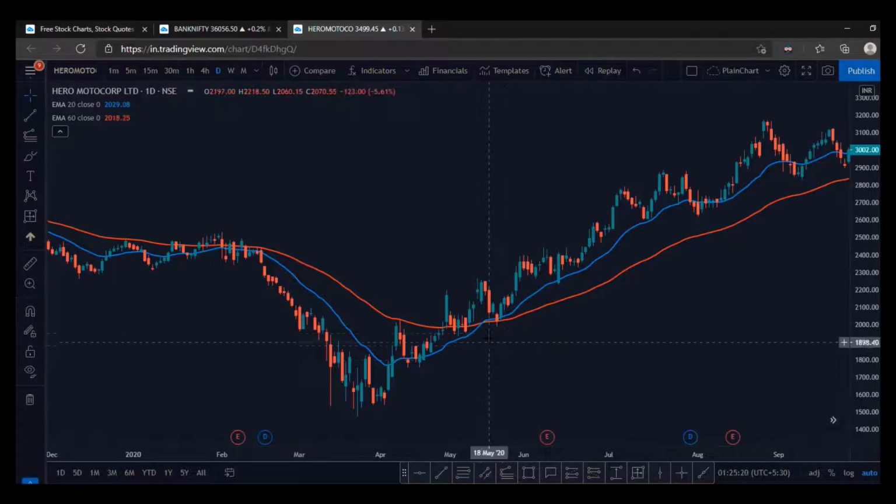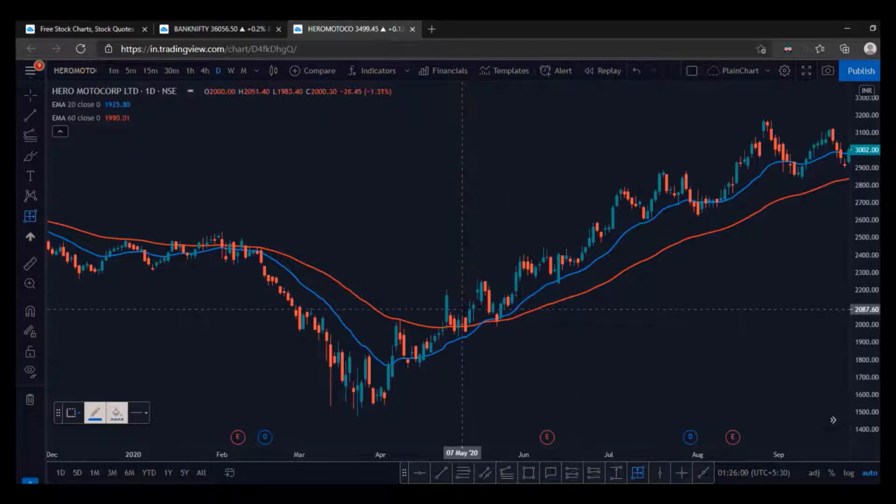But in this case, let's recall the moving averages that we have selected. Blue is our fast moving average and red is our slow moving average. Whenever a fast moving average moves above the slow moving average, the trend becomes bullish for that stock, right? For example here, you can see the crossover has happened, so from here you could have taken a buy trade and let's see till where it has gone and how much profit it made after that.